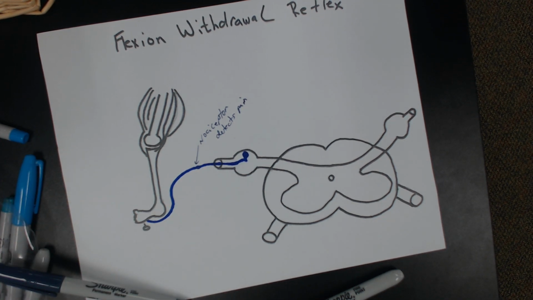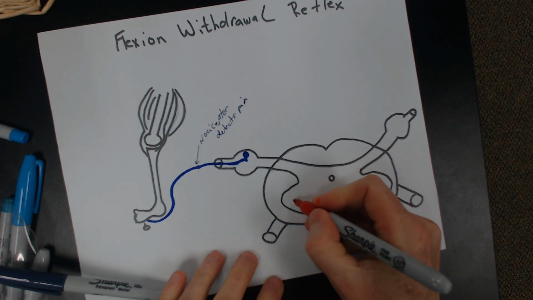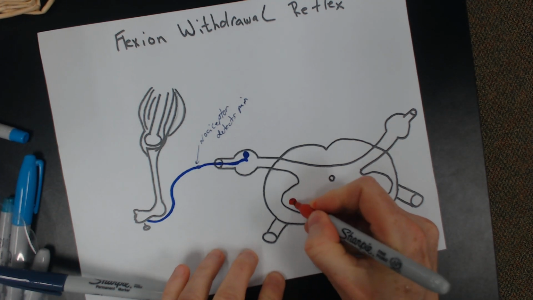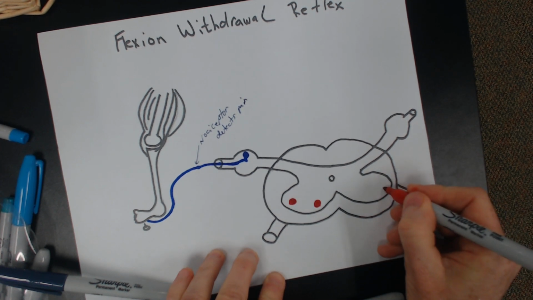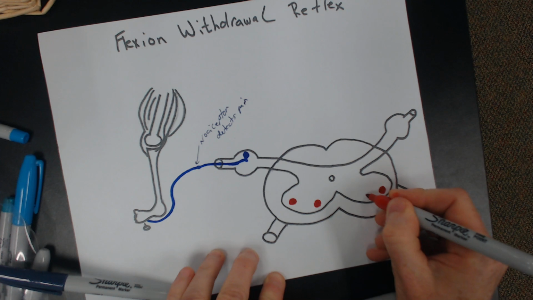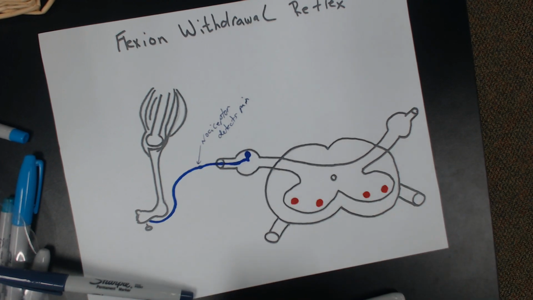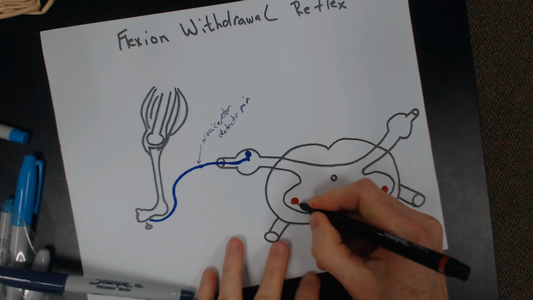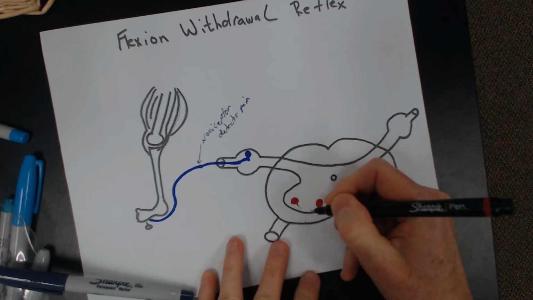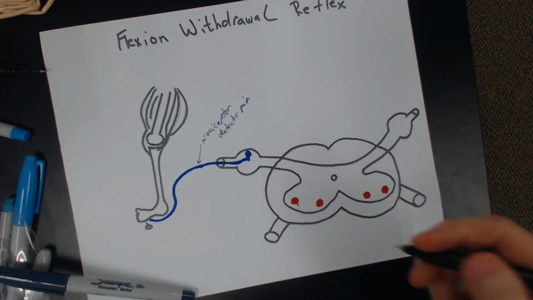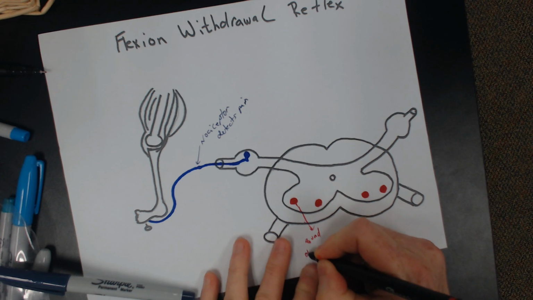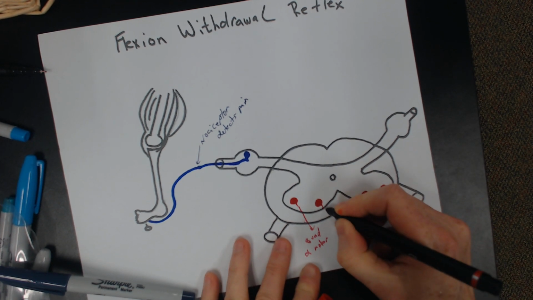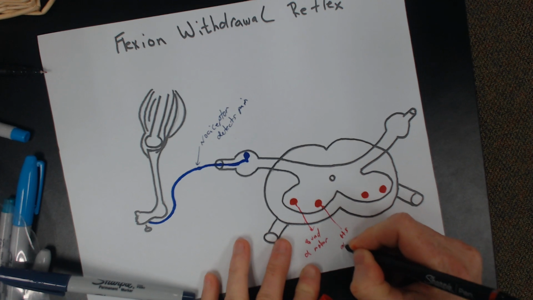What you want to have happen, it's a very similar system, so we can put these in here. We can just go ahead and label this is going to be my quad alpha motor neuron. Here's my hamstring alpha motor neuron. While I'm here, I'm going to put them in the other side too. So that's my quad alpha motor neuron. There's my hamstring alpha motor neuron. So that's my quad. That's my hamstring.